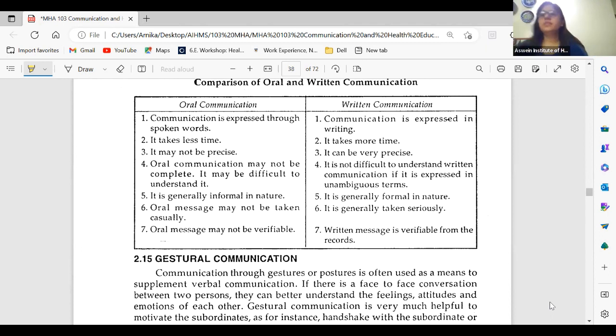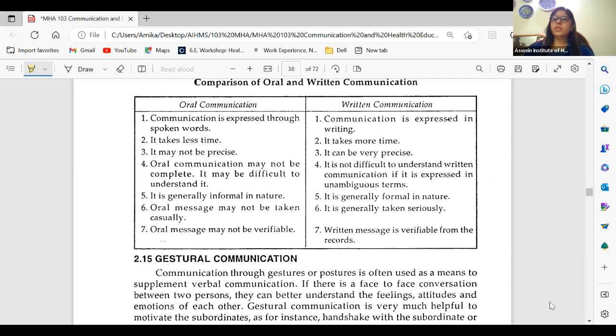Oral is not precise, it's not accurate, and any information can be sent, people can talk for hours, and it is totally their own views. Whereas in written communication, it is very precise. People write in definite words, and definite information is passed on from one place to another.